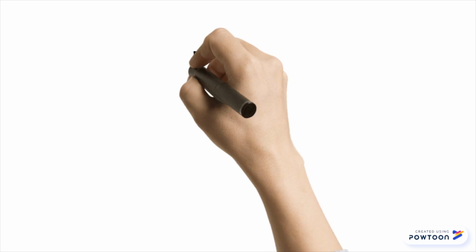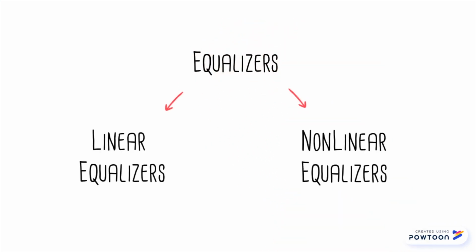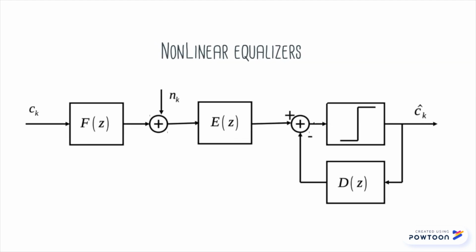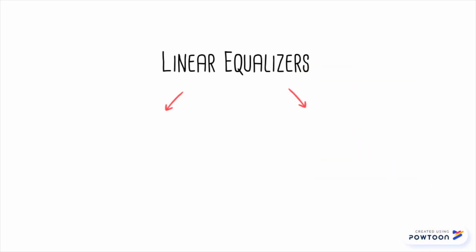Equalizers are generally classified into two main categories, linear and nonlinear equalizers. In a linear one, there is no feedback path to adapt the equalizer, thus it always behaves in a constant manner, opposite to a nonlinear equalizer, where there is a feedback path that adapts the output of the equalizer according to previous measurements. In today's video, we will only be focusing on linear equalizers.